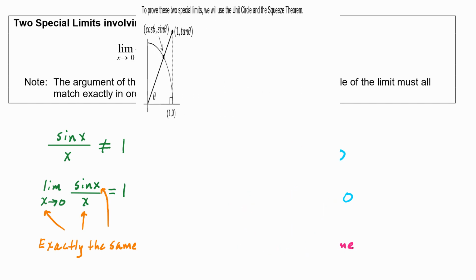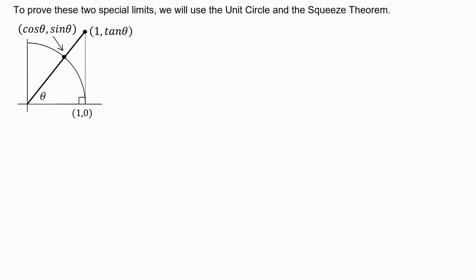To prove these two special limits, we will use the unit circle and the squeeze theorem. Let's start off with an angle, theta, in quadrant 1. Now, because we're on the unit circle, we know the radius of the circle is 1, so this would be the point 1, 0. For any point on the unit circle, the coordinates are x equals cosine theta and y equals sine theta.